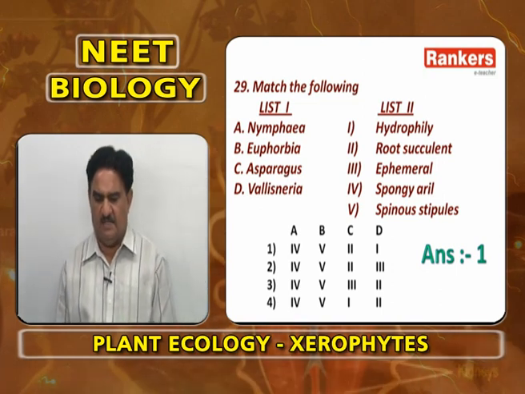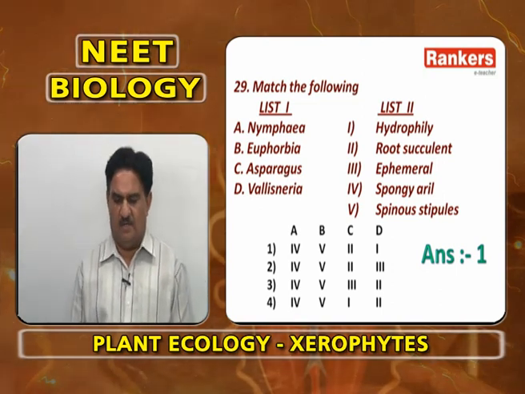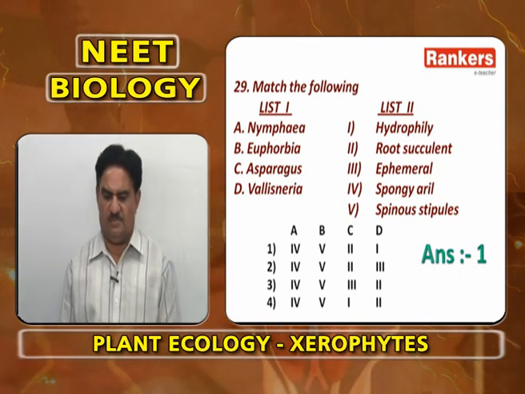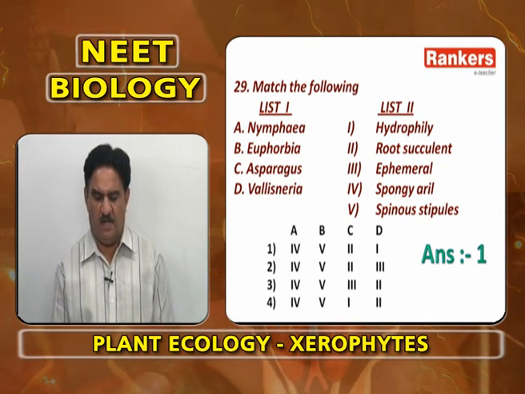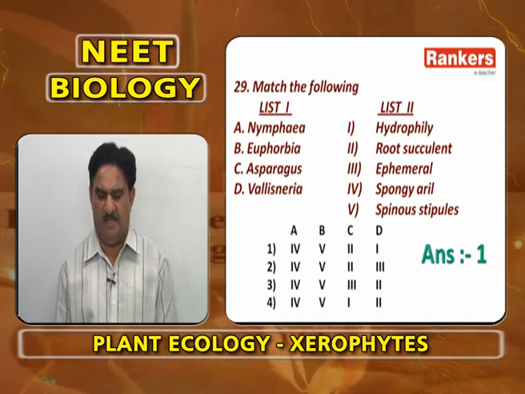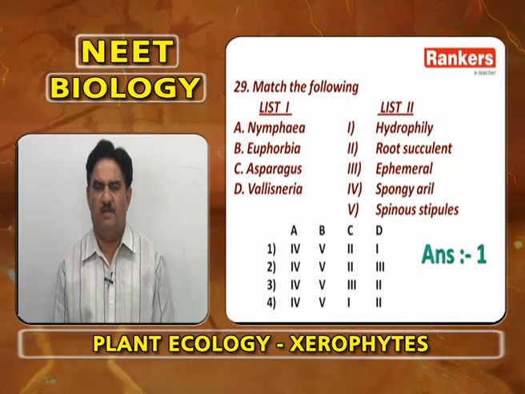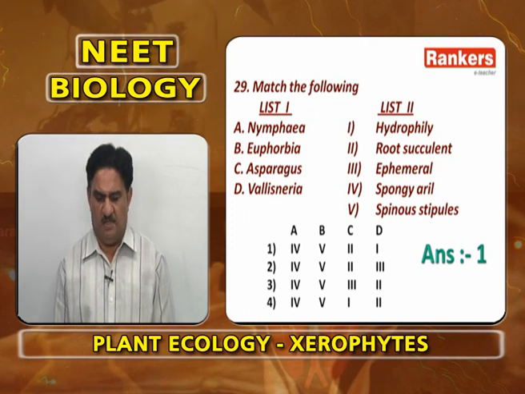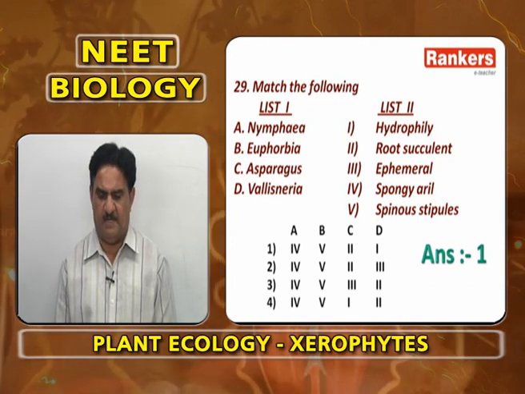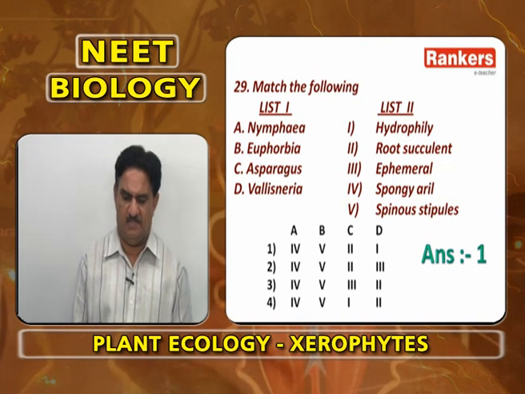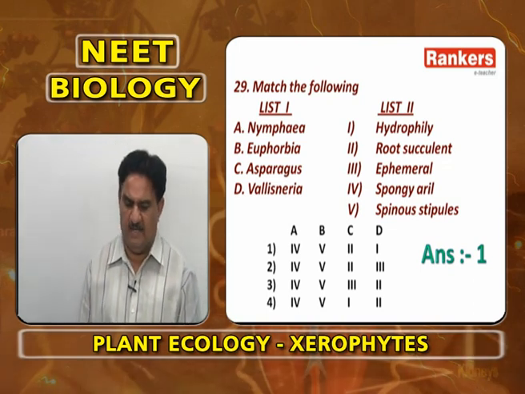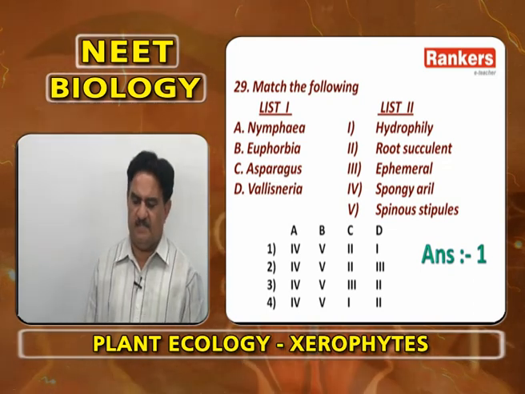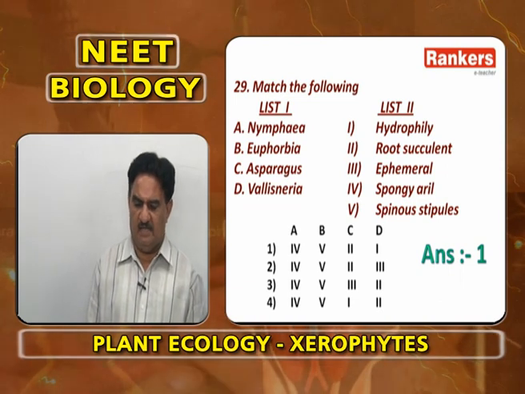Then Asparagus. Asparagus is a root succulent. Vallisneria shows hydrophily, epihydrophily on the surface of water. So, 4, 5, 2, 1 is the answer for this question. Nymphaea, Euphorbia, Asparagus, Vallisneria: Nymphaea is spongy aril, Euphorbia is spinous stipules, Asparagus is root succulent, and Vallisneria is hydrophily.